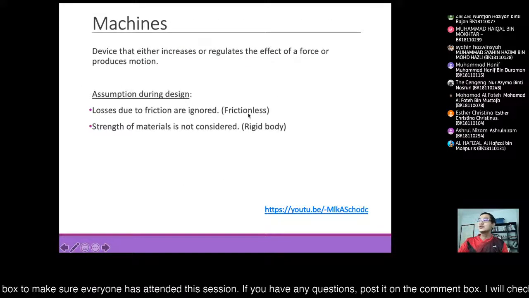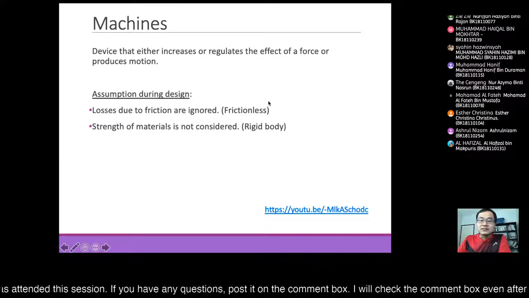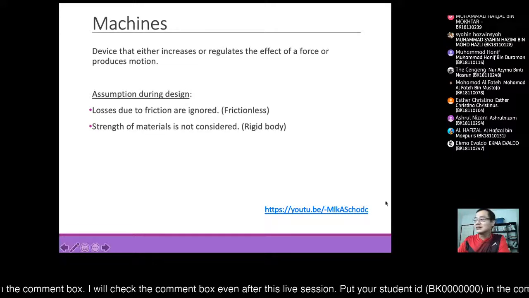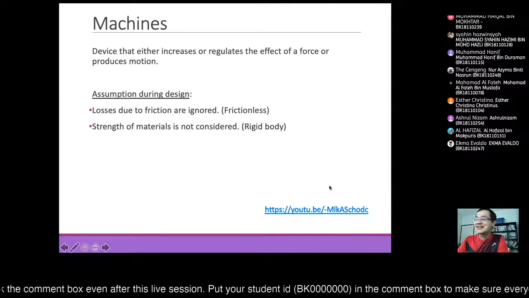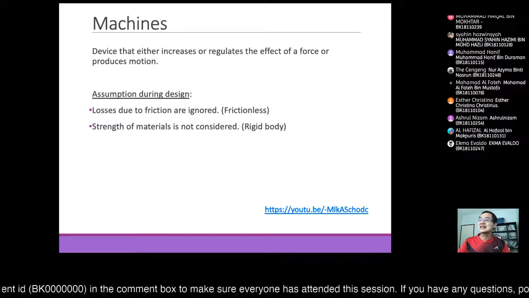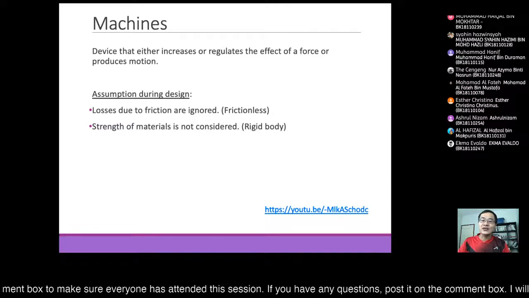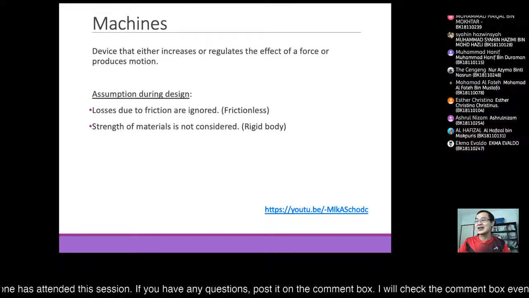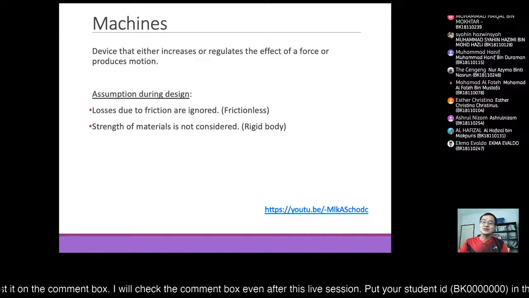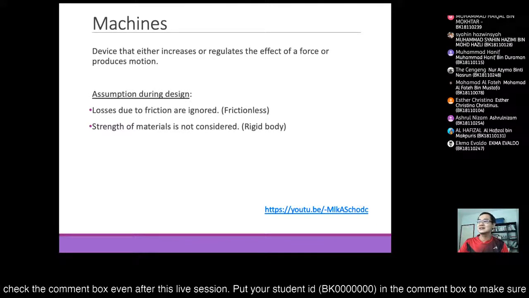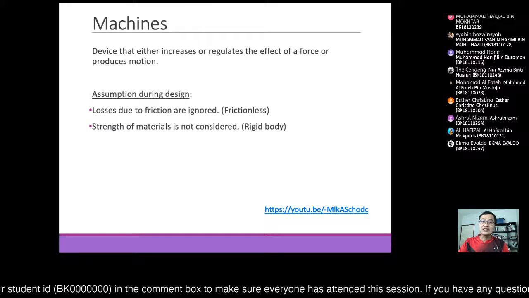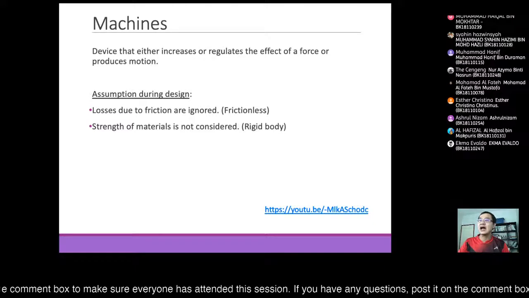So what are machines? If you want to get some ideas, you can watch the recommended YouTube links here later on. Basically, a machine is a device that either increases or regulates the effect of a force or produces motion. When we try to design a machine, we generally make assumptions in order to simplify our calculations to get some ideas on how it works.